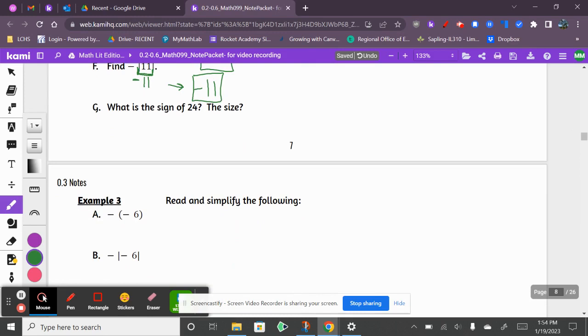What is the sign of 24? The sign of 24 is positive, or a plus sign, and the size is how far it is from 0, so it has a size of 24.